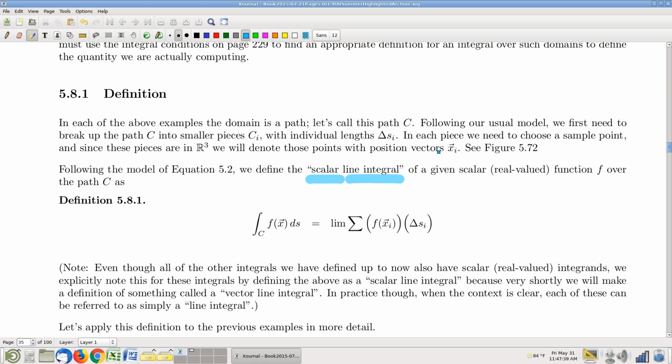But in order to distinguish this one from the other one, this one having as it does a scalar differential, the next kind of line integral we're going to see is actually going to have a vector as its differential. It's strange. We'll get to that later. Anyway, this has a scalar differential and a scalar integrand. So we're going to call this a scalar line integral. Okay. All right.